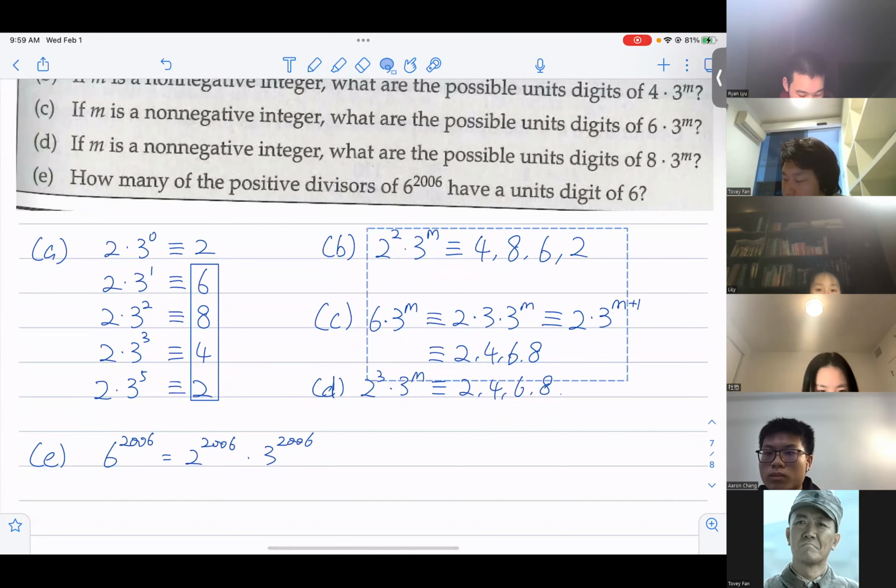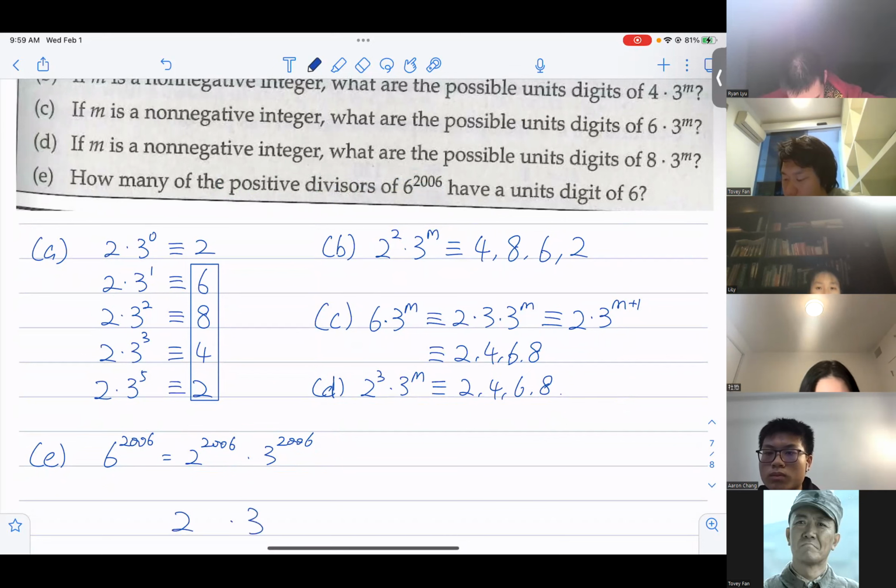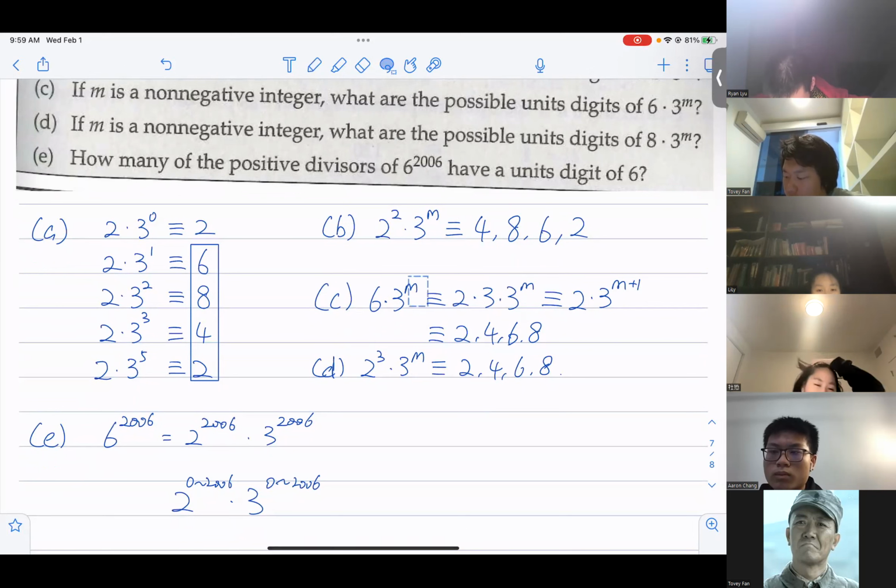Based on this pattern, because you're looking for the positive divisors, right? The positive divisors here can only be 2 to a power times 3 to a power. The power can be any number between 0 and 2006. And you're going to study what numbers can give you a 6, and then you can determine the answer. Okay, I see Rika has already found the answer. Very good. Okay, Rika, you can go. Bye.